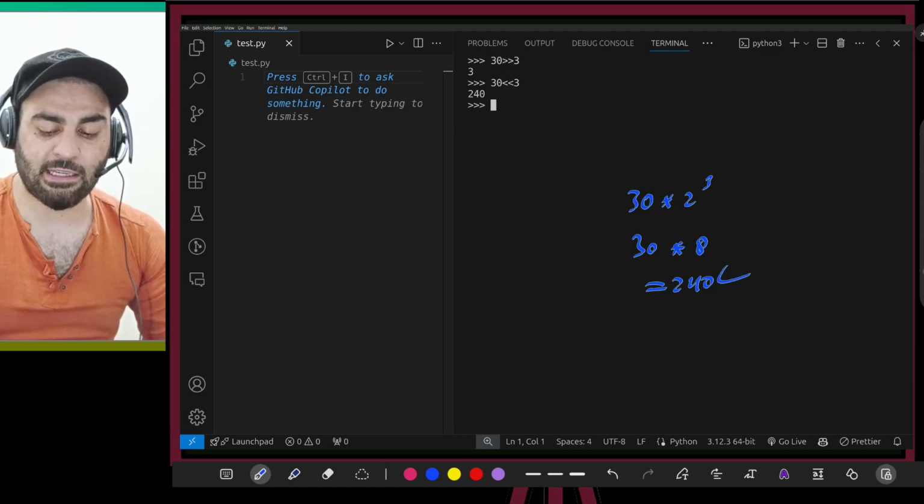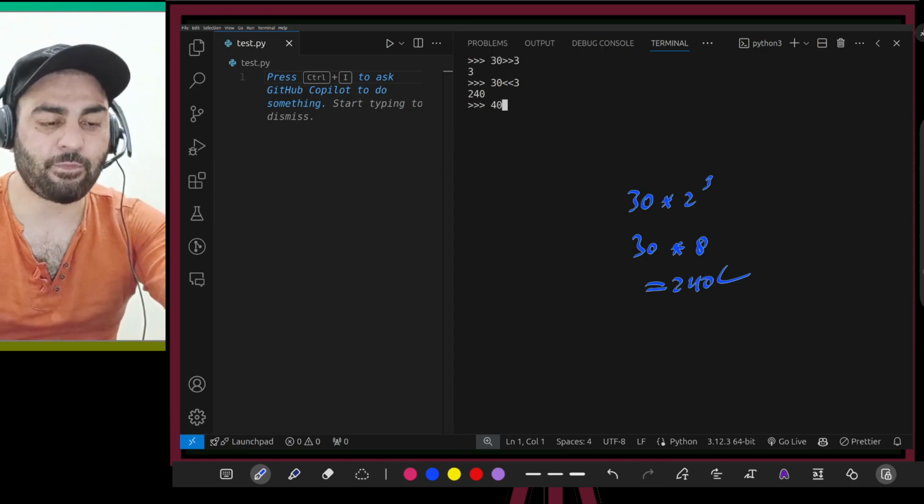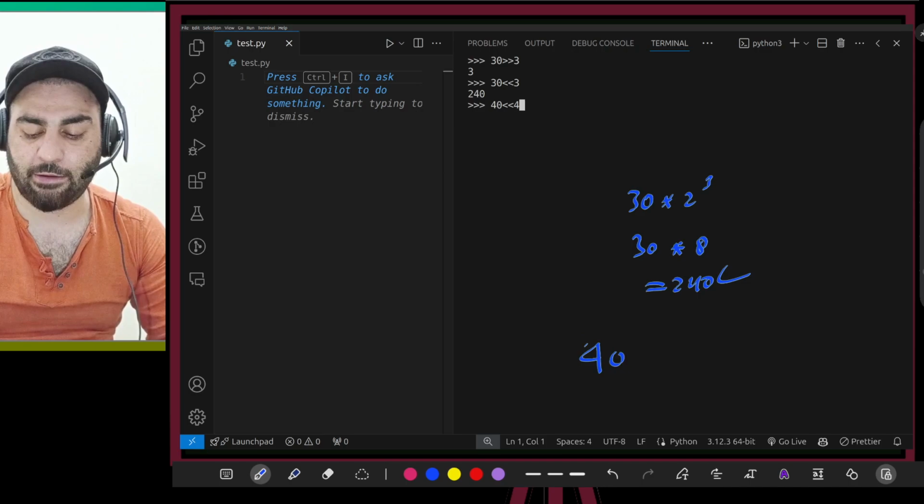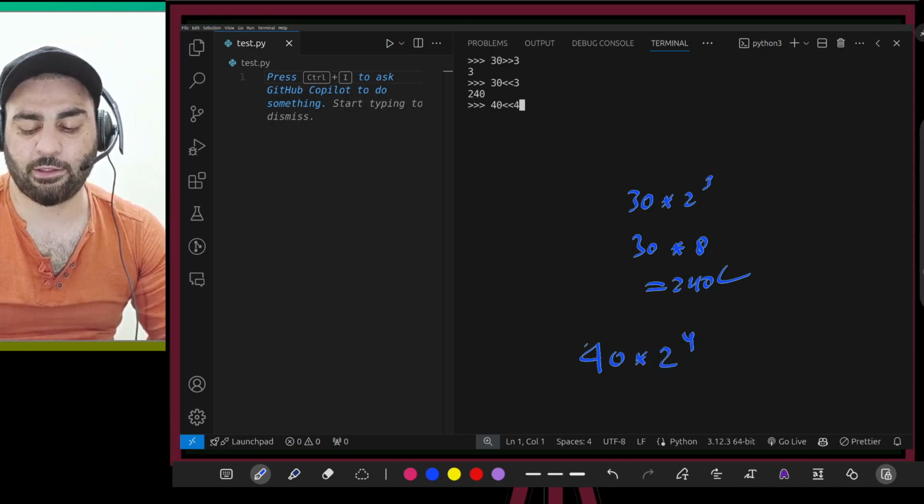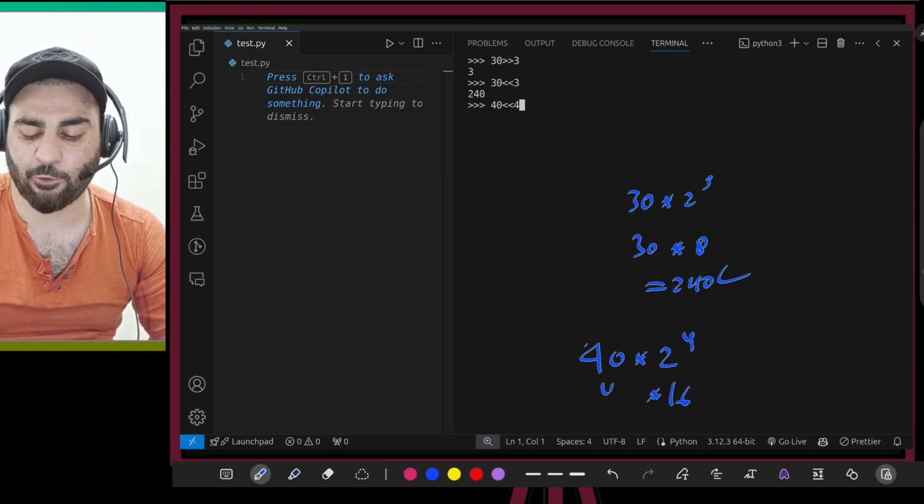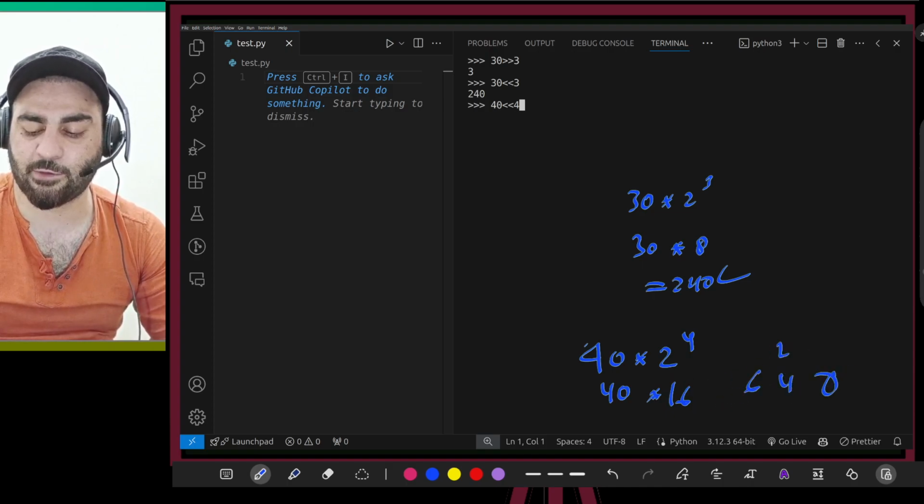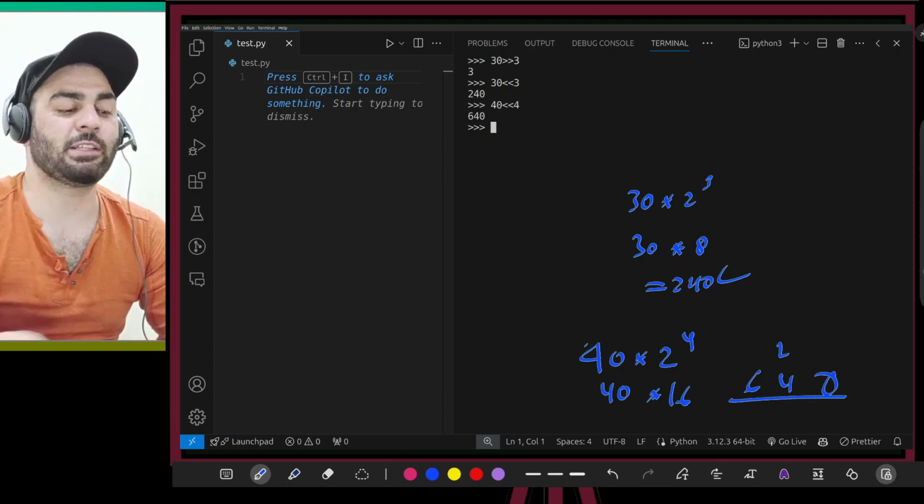Now let's suppose I have a number 40, and I left shift it by say 4. What will happen is this is 40 multiplied by 2 to the power 4. 2 to the power 4 is 16 multiplied by 40, and this is 640. You can see that. Is it clear?